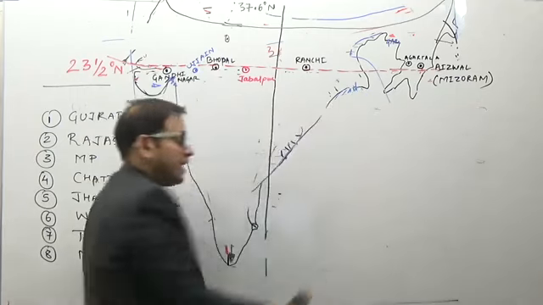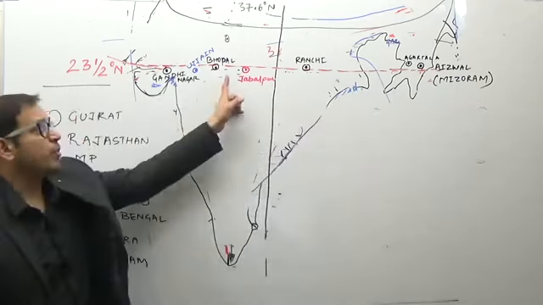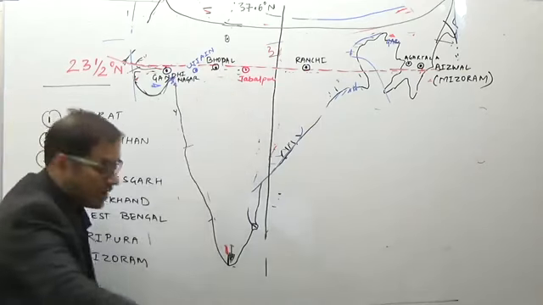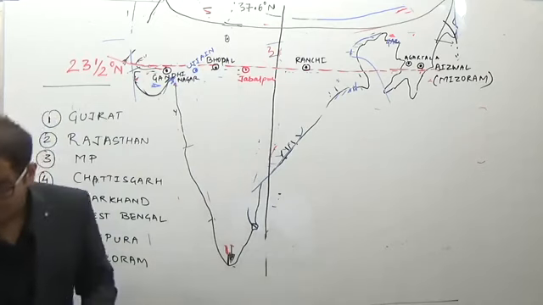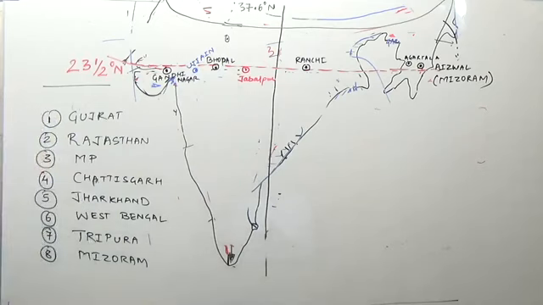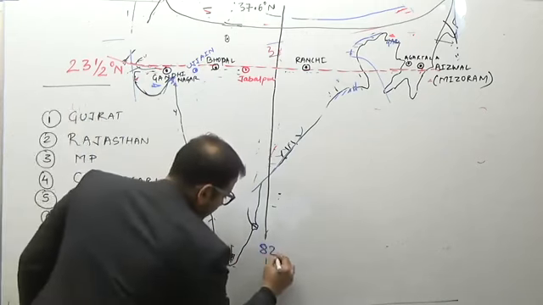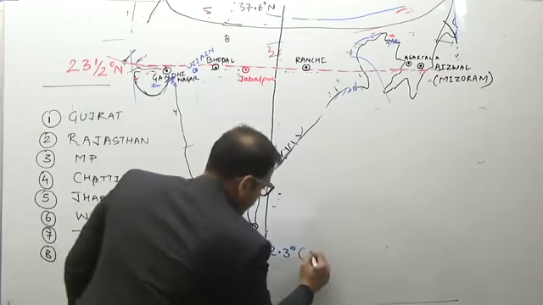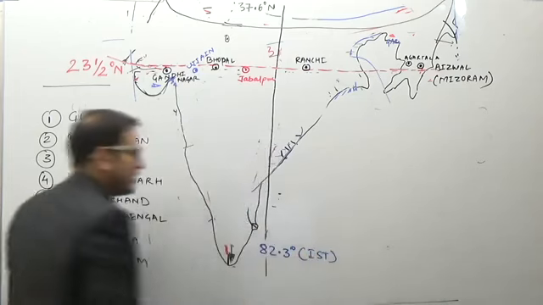So the Tropic of Cancer passes here. This is the important latitude in India, the Tropic of Cancer, while the important longitude in India is 82.3 degree east, which serves as the Indian Standard Time. It is the longitude which determines the Indian Standard Time.